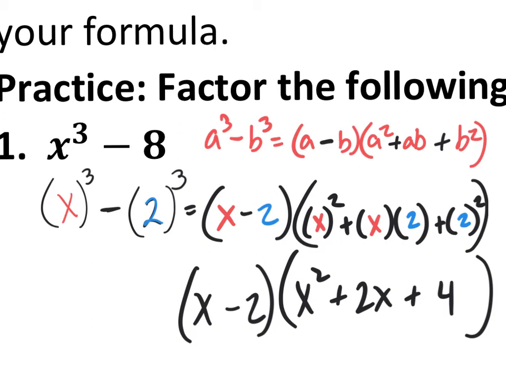Believe it or not, if you were to distribute x times x squared, x times 2x, x times 4, negative 2 times x squared, negative 2 times positive 2x, negative 2 times positive 4, and combine like terms, everything will cancel except for the x to the third and the minus 8, because after all, factoring is reverse distributive property. So if I distribute, I will get back to this original cubic binomial. Pretty cool, right? All right, let's try another.